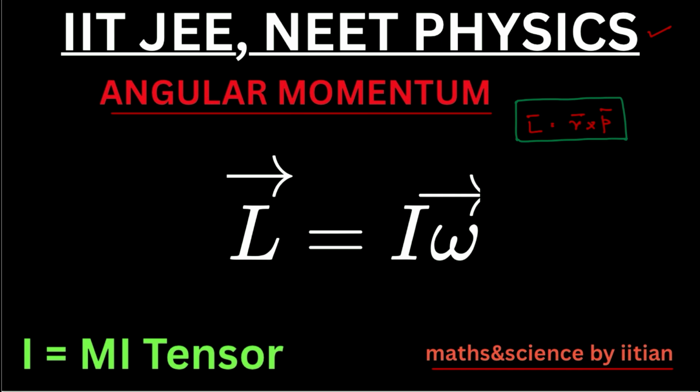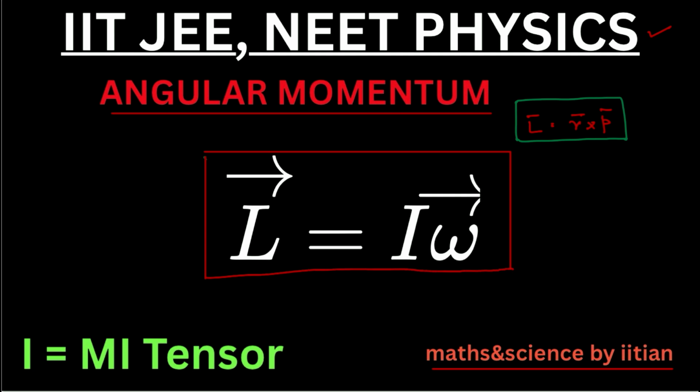deviating from this regular L is equal to R cross P, we will be defining what will be the value of L, the angular momentum, in terms of moment of inertia and angular velocity. L is equal to I omega, where angular velocity is a vector, angular momentum is a vector, where I is a matrix, that is moment of inertia tensor. The main focus of the lecture will be on building the moment of inertia tensor and calculating the angular momentum. This is the main focus of the lecture.